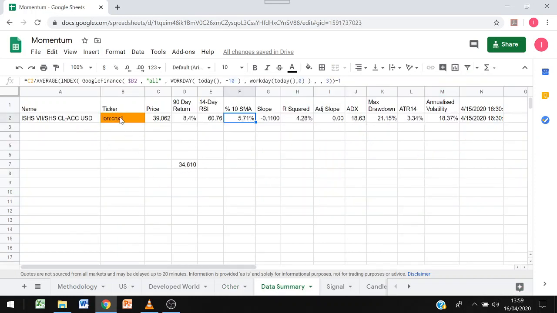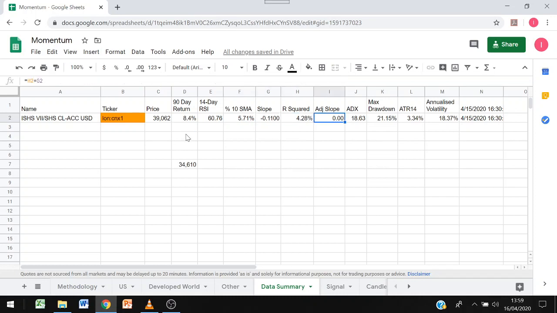So now I've selected the NASDAQ and I've just pulled out a data summary. So over 90 days, it's delivered 8.4% growth. RSI at 60, which is a good number. It's not overbought, and that's good. So it's above the 10-day simple moving average, 5.7%. So that's why it's not triggering a buy at the moment.